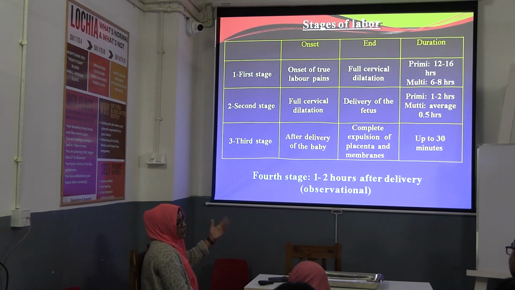If she's having bleeding in the ward, nobody is going to see her. That's why the observational period is very important. After delivery, you have to observe for 1 to 2 hours. That is the critical time. If PPH occurs, you can manage it well there and then.